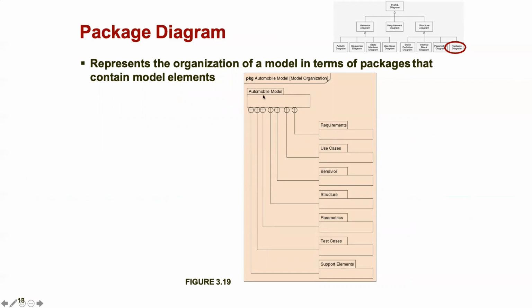Here we can have the overall automobile model, and these things can be feeding into that. There can be tons of details that could be annotated in this diagram, but in this case we're just showing a top level, just trying to give an organizational structure.